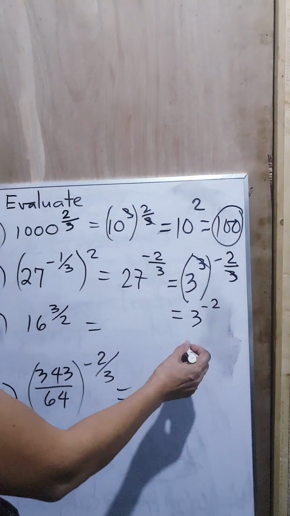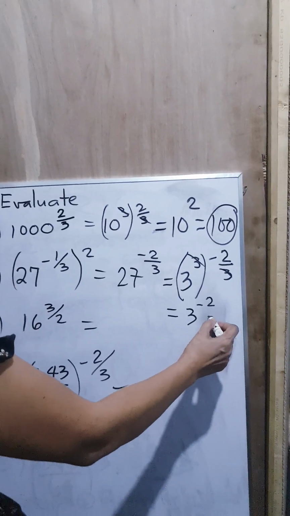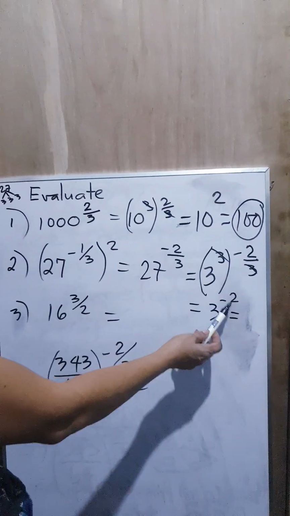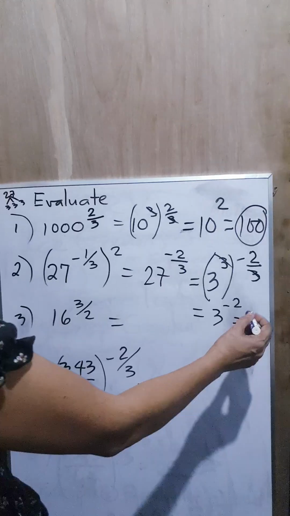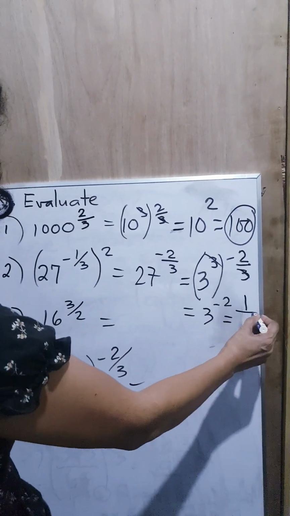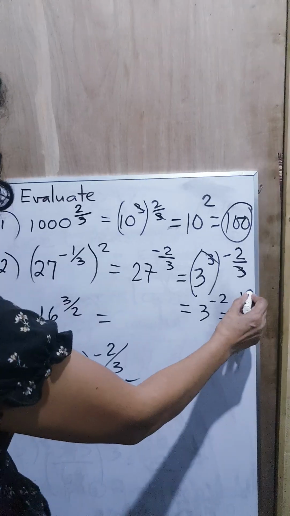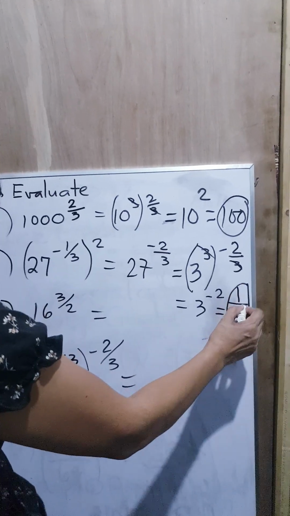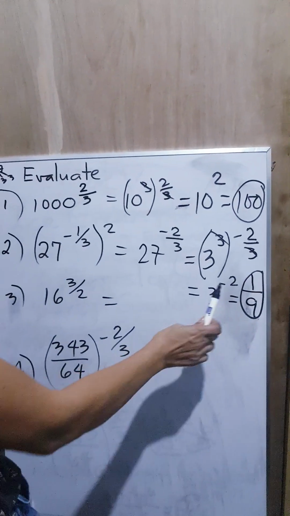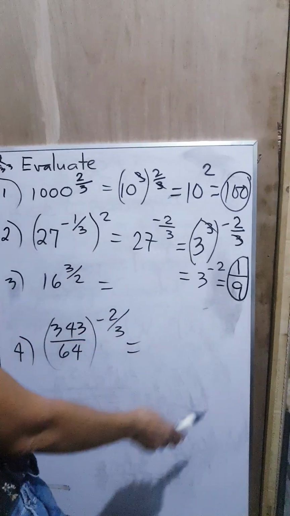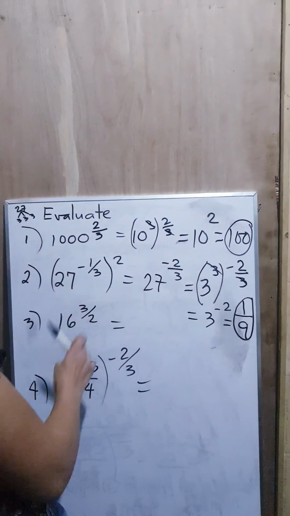Remember, there is no negative answers when it comes to exponents. So you just simplify 1 over 3 squared, or 1 over 9. That is the answer for number 2.